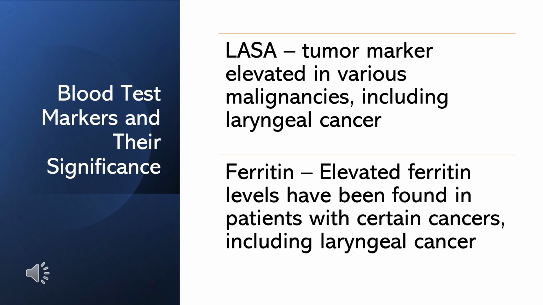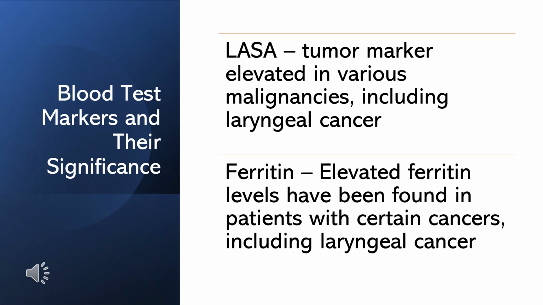When monitoring laryngeal cancer, understanding blood markers is a must. Specifically, there are two primary serum markers we need to focus on for patient monitoring in the context of this cancer: LASA and ferritin. LASA is lipid associated sialic acid. It's an established tumor marker elevated in various malignancies, including laryngeal cancer. Elevated levels of LASA often correlate with tumor burden and may be useful in initial assessment to gauge the extent of the disease and in monitoring during and post treatment to observe how well a treatment plan is working or to detect recurrence.